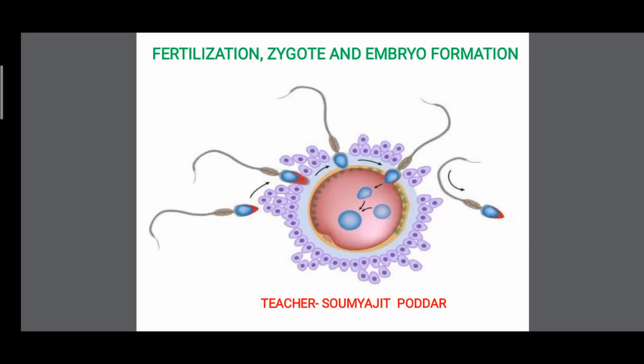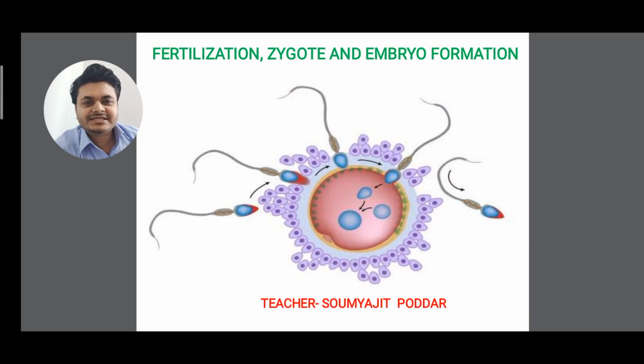So without any delay, let's start with the topic fertilization, zygote and embryo formation in human beings. You can see how colorful a diagram I have given. See, the ovum is there and surrounding it are a few sperms.